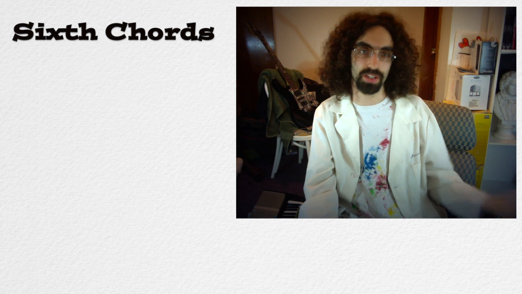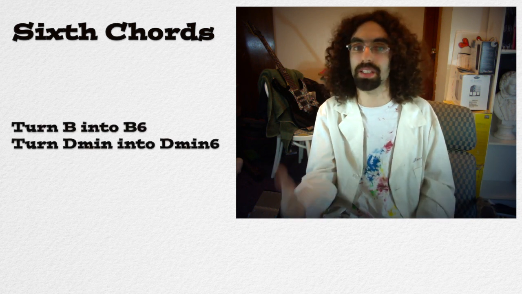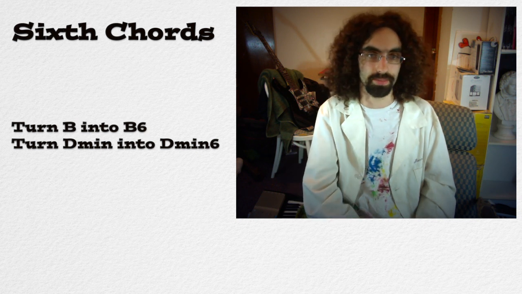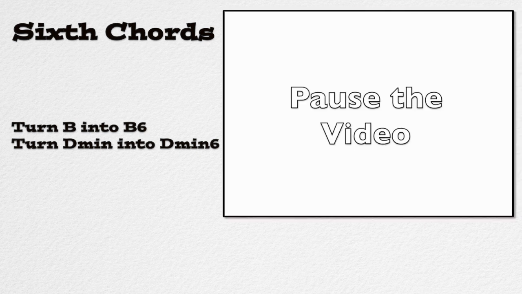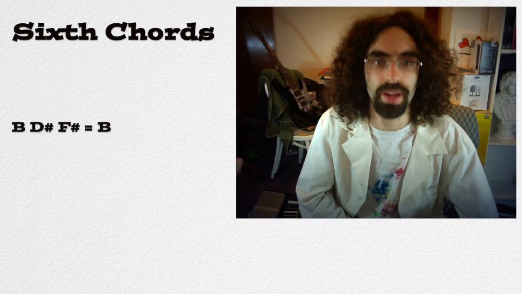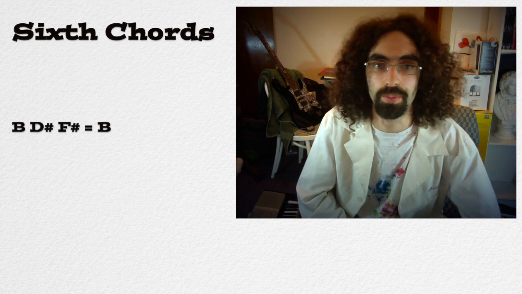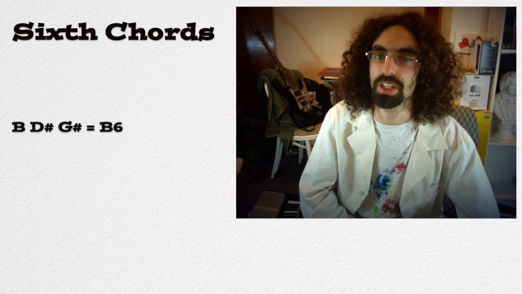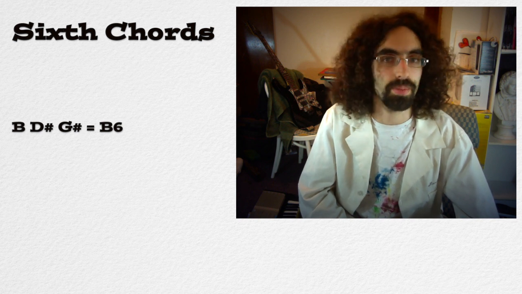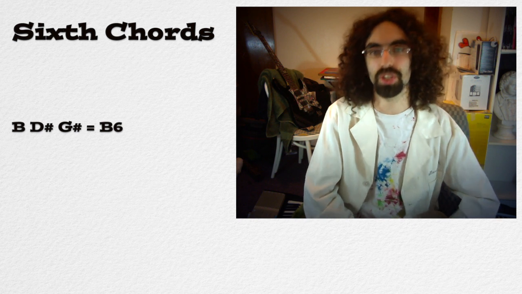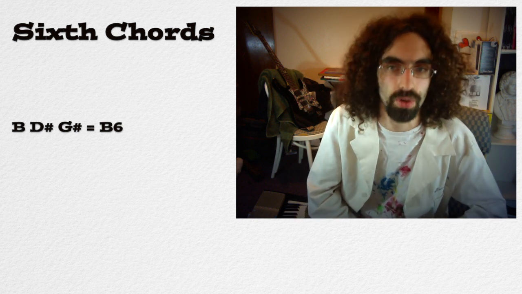So try changing a B major triad into a B6 and a D minor triad into a D minor 6. So you should have gotten B, D sharp, F sharp from your B major triad, and then you swap the F sharp with G sharp. F sharp's your 5th, you want to swap it with your 6th, which is G sharp, leaving you with B, D sharp, G sharp for your B major 6th chord.